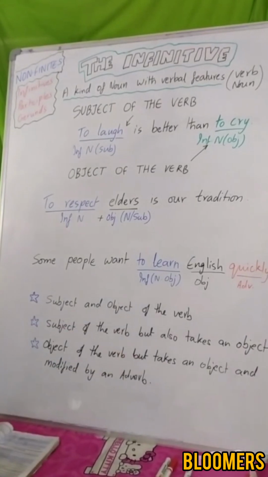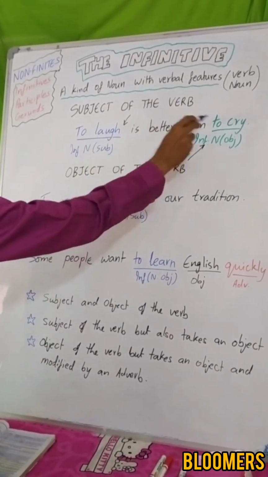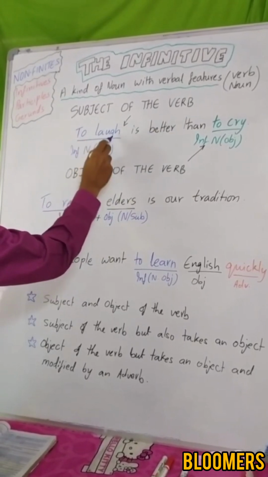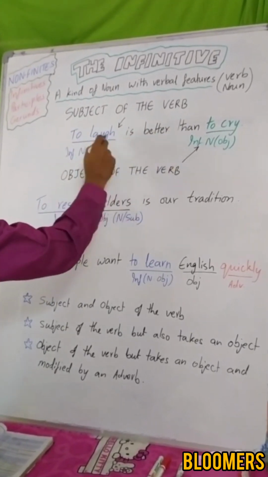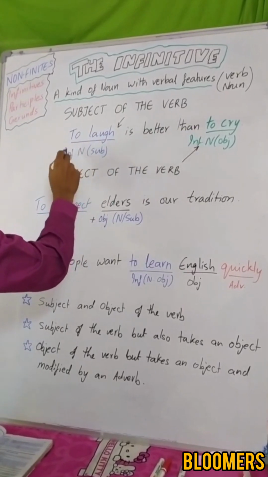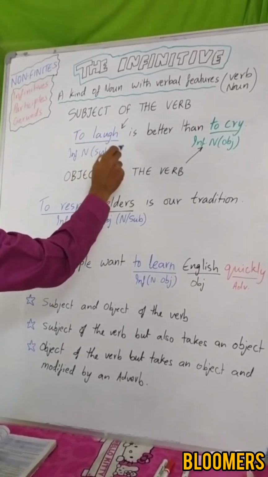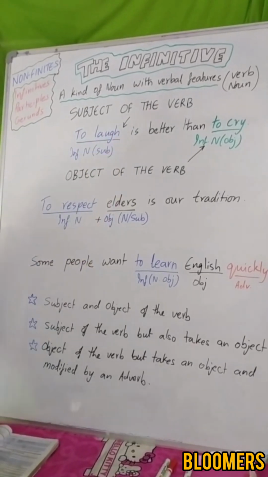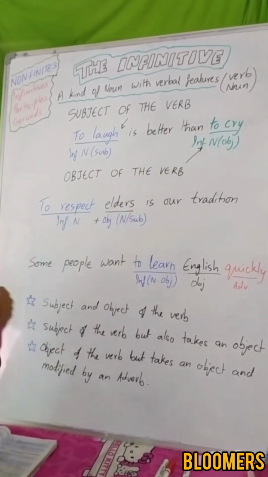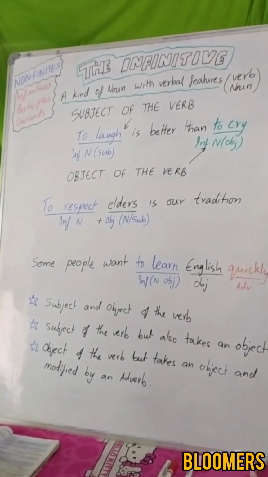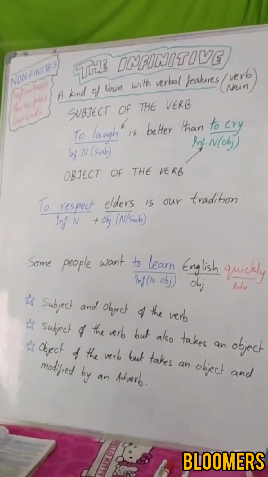Subject of the verb: To laugh is better than to cry. Here you see to laugh has become the subject of this sentence. It is an infinitive and here it is the subject of the verb is. Is here is a finite verb. Is better than to cry. Here, to cry, an infinitive, has become an object of the verb.